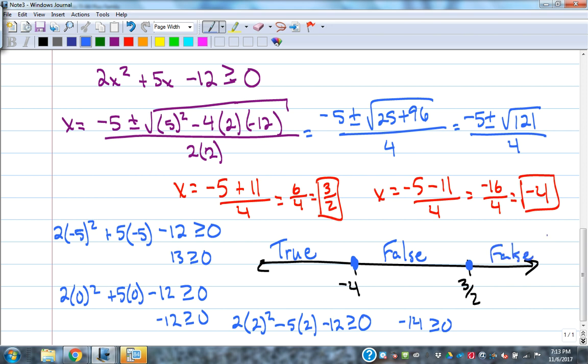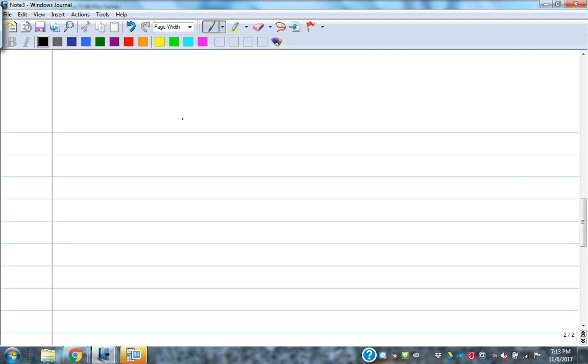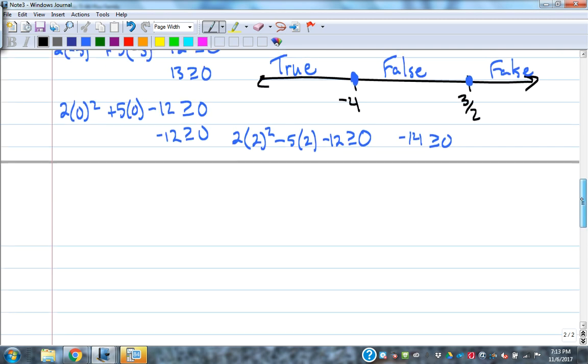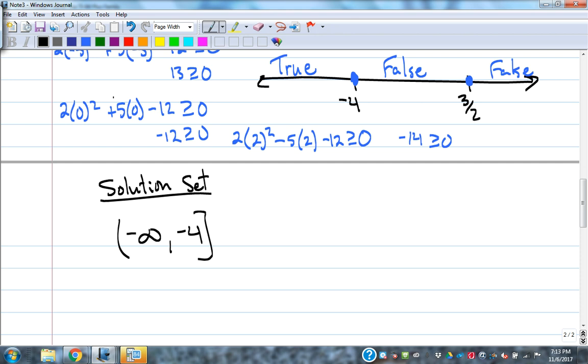So our only solutions are the numbers that are less than or equal to negative 4. So our solution set starts at negative infinity and comes up to negative 4. It's always a parenthesis on the negative infinity. Because negative 4 is included, it's a bracket.